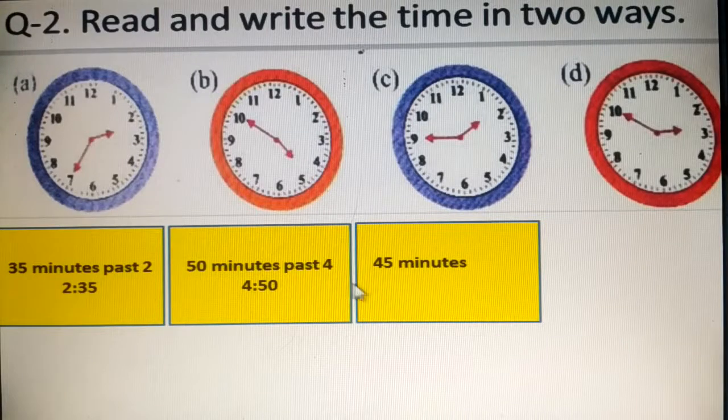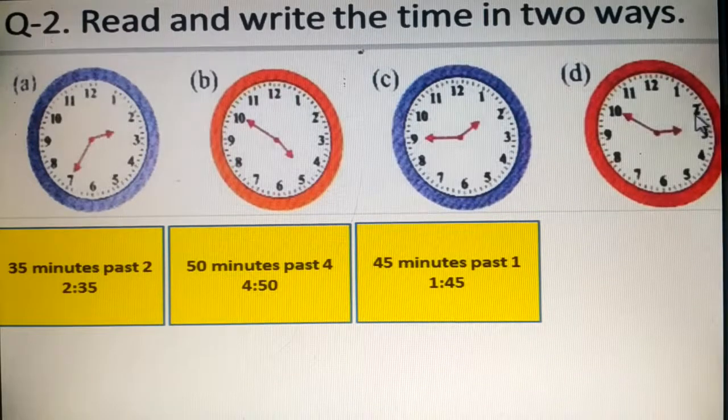In this one, 45 minutes past 1, or you can say 1:45. For 9 5s are 45. That's why it is 45 minutes past 1. 1 बजकर 45 minutes past हो चुके हैं.